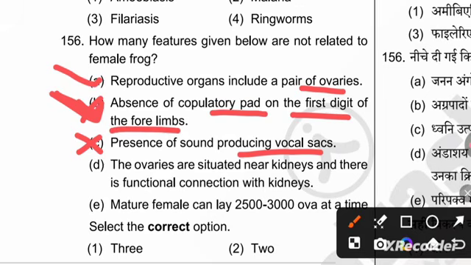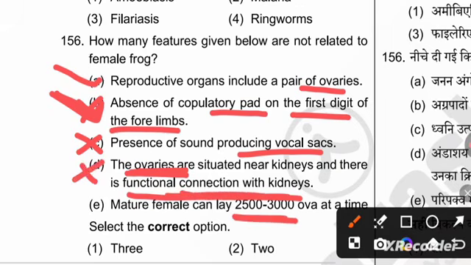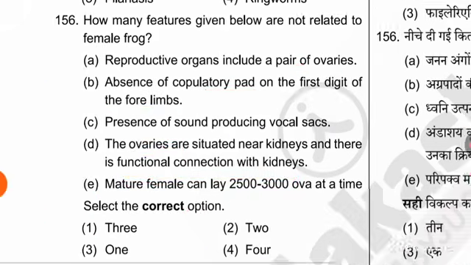The ovaries are situated near the kidney, and there is a functional connection with the kidney. So children, ovaries are not connected with the function of the kidney. This is the wrong one. Mature female can lay 2500 to 3000 ova at a time. No, these are the three wrong statements for female frog, whereas statement A and statement B are the two correct statements for female frogs. Let us move to the next question.